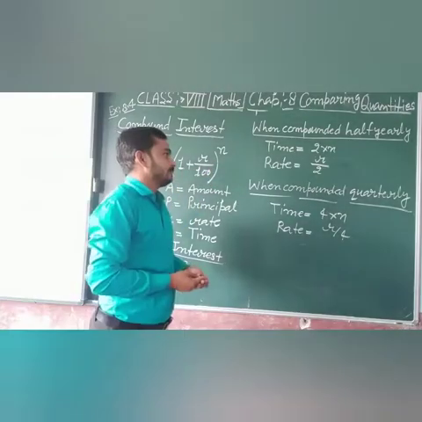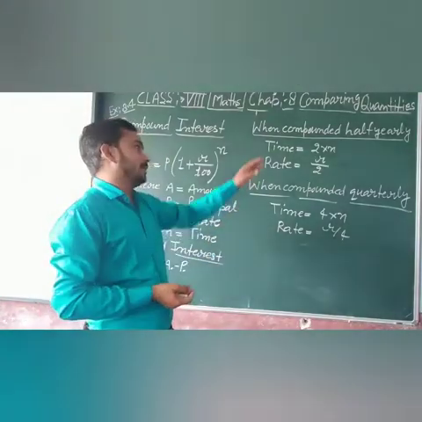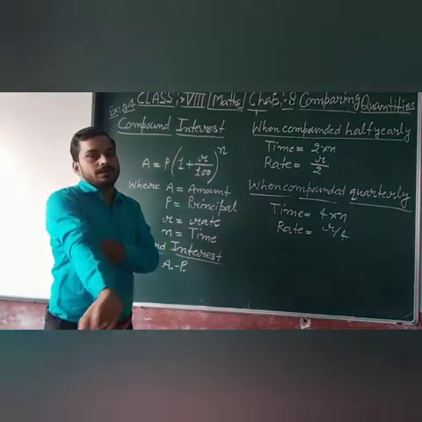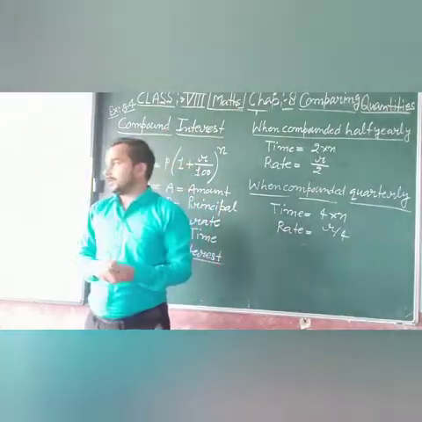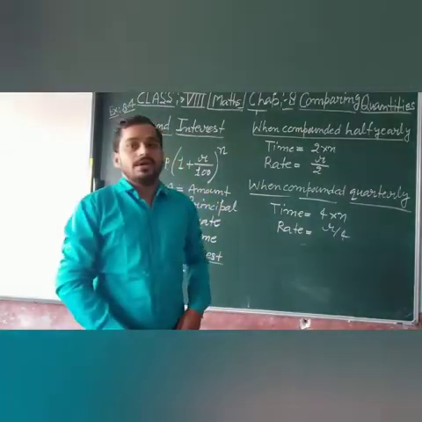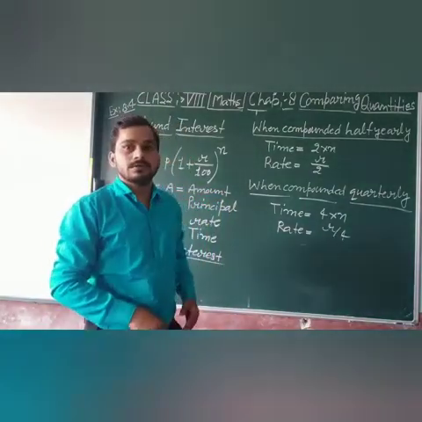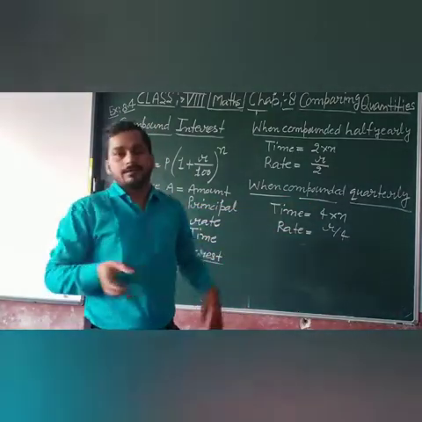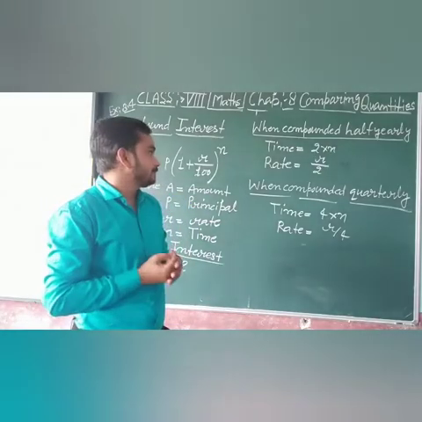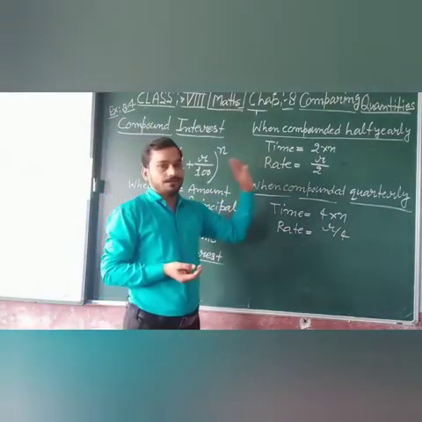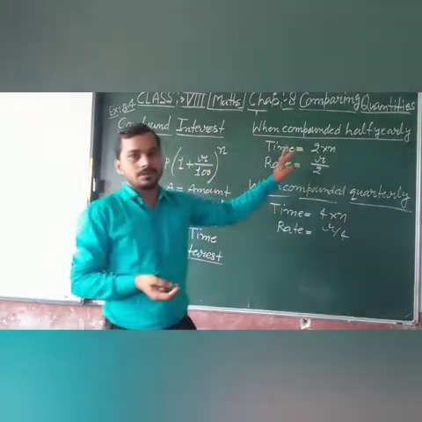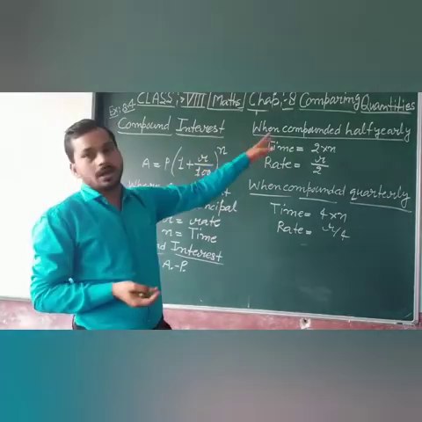When we have compounded the interest half-yearly, time becomes double because there are 2 half-yearly periods in a year. 1 year में कितने half-yearly होते हैं? 2 half-yearly. 1 half-yearly equals 6 months, and we have 12 months in a year. So we have 2 half-yearly in a year. And rate becomes half. Time becomes twice and rate becomes half when we have compounded half-yearly.